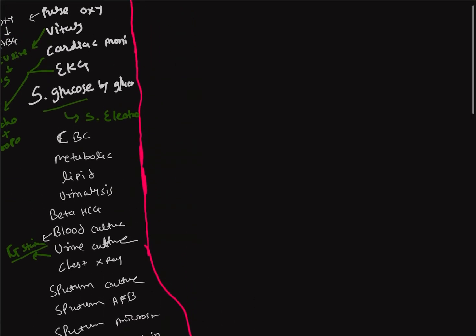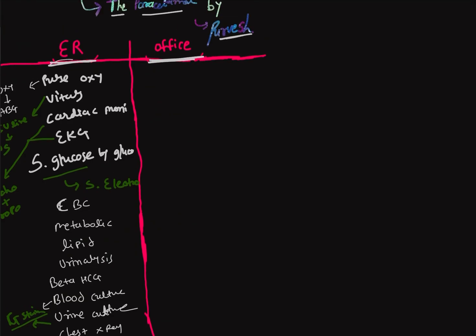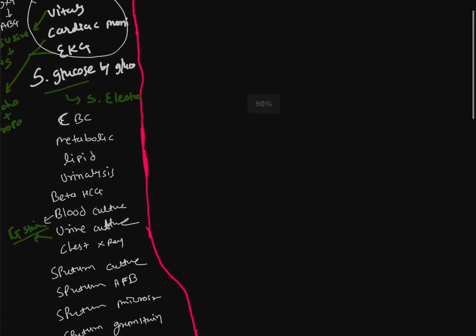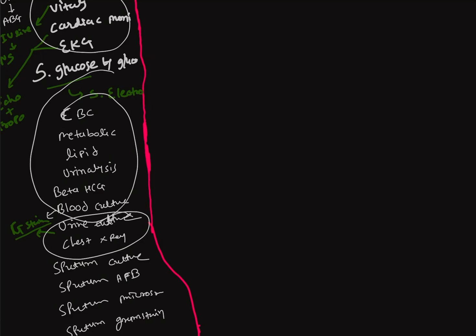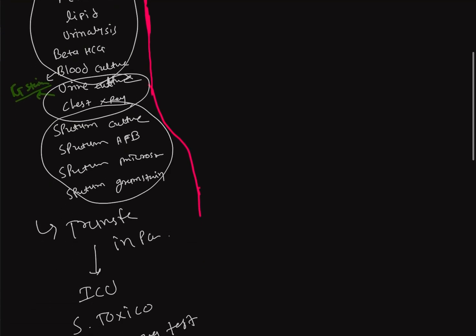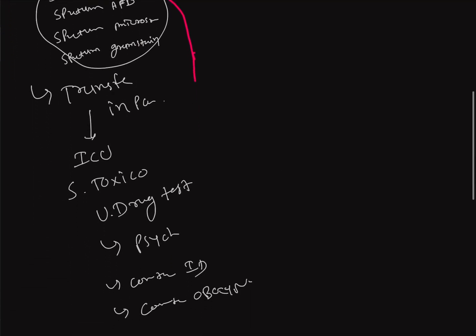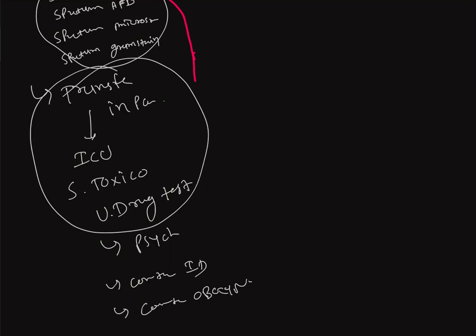So this should be the order. First, vitals. Second, laboratory test. You can add imaging, then more specific stuff, and then next appropriate treatment, and then consult. All right.